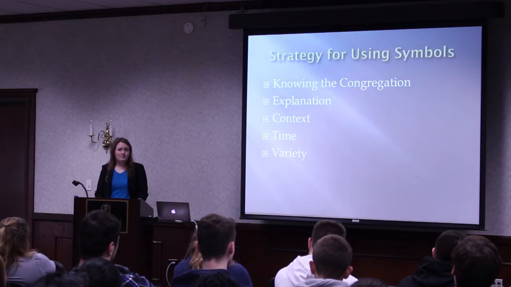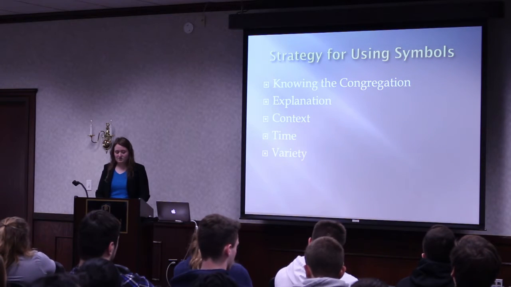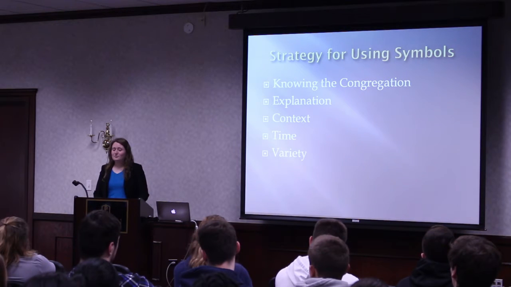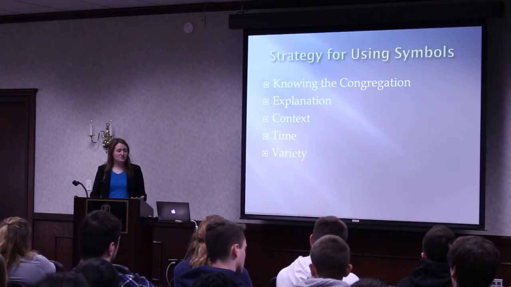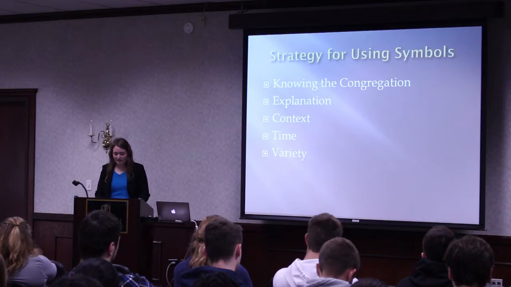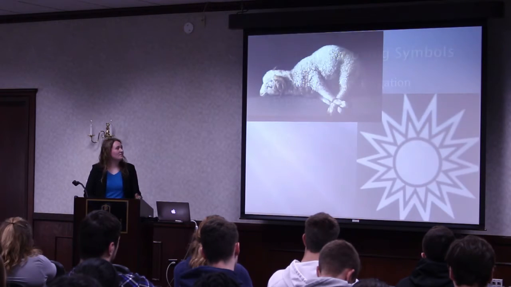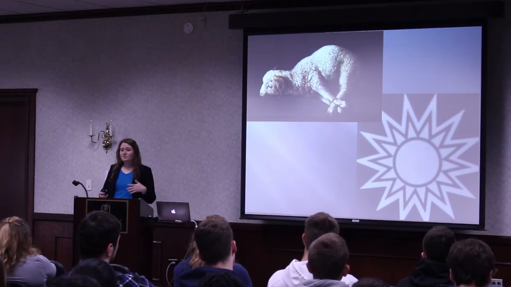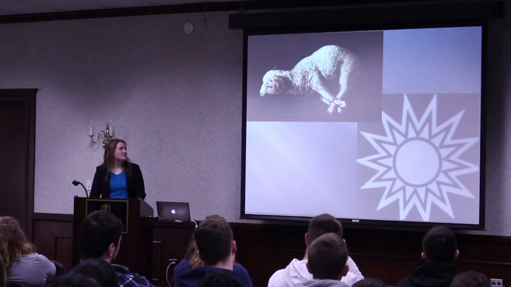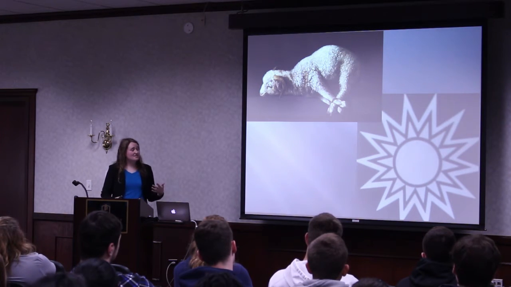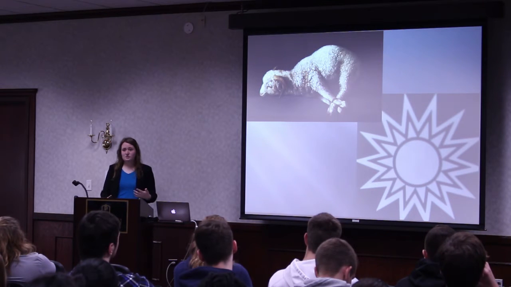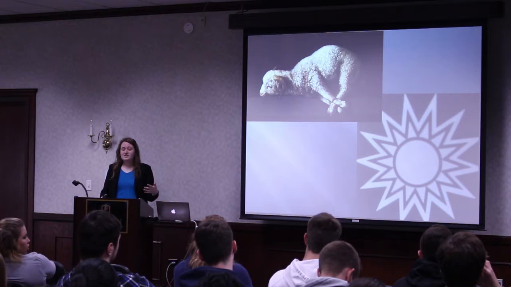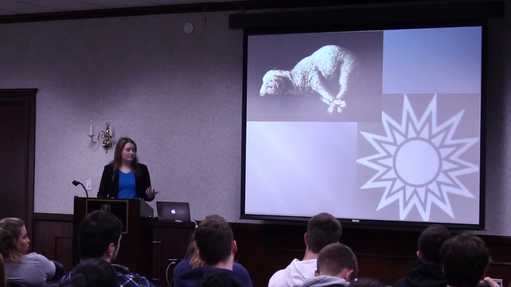A final thing to keep in mind as we include symbols in the worship space is variety. Having a variety of symbols allows people in different situations to interact with symbols. For example, the sacrificial lamb and the sun are both symbols for Jesus, meaning two very different things. The sacrificial lamb is a symbol of Jesus as a victim of violence, persecution, and taking our place, whereas the sun is a symbol of Jesus and his triumph of good over evil.